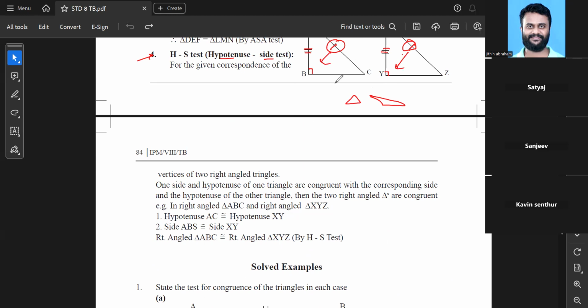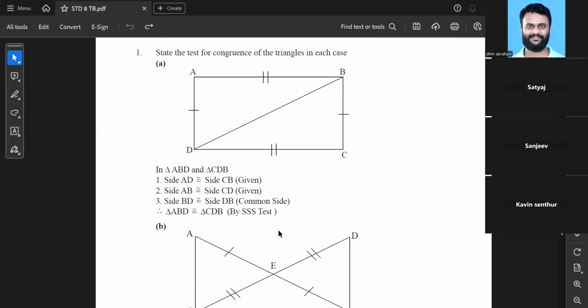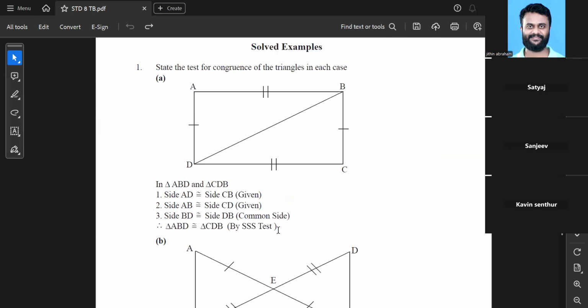Any doubts so far? Okay. So let's solve a couple of solved examples and then go to the worksheet.